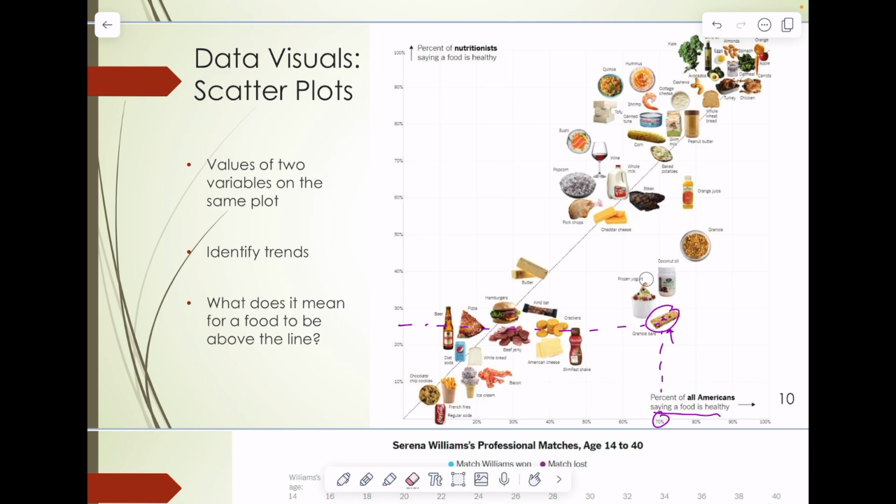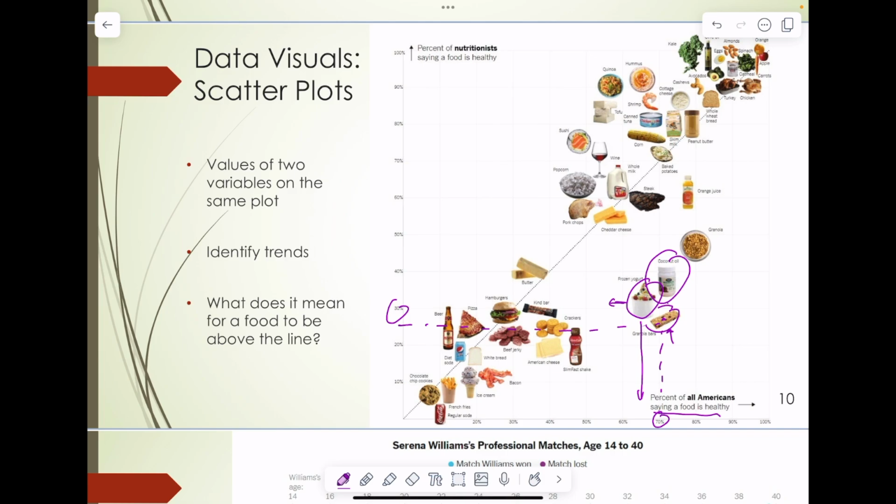And it's similarly with frozen yogurt. Lots of Americans like to say that it's healthy, which is probably contributed to by advertising, but only around 30% of nutritionists say that that food is healthy. Oh, interesting.